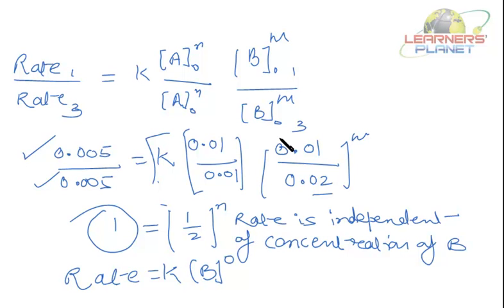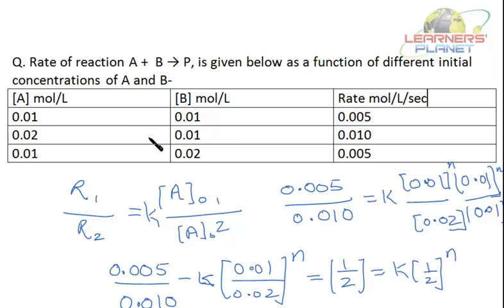Now in this you can easily determine it from the table itself. I'm going for the shorthand. This is the rate in this case. If I'm determining the order with respect to A, in experiment 1 the concentration is 0.01, in experiment 2 it's 0.02, whereas the rate is 0.005 and 0.10. See, the rate has been doubled. The concentration of A has been doubled and the rate also gets doubled. Right? So the reaction is first order with respect to A.